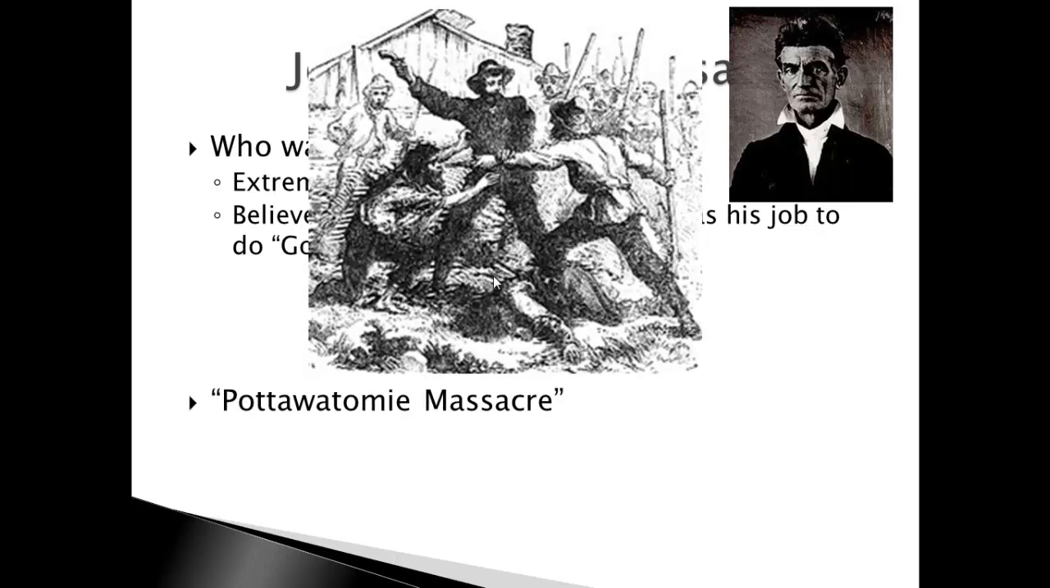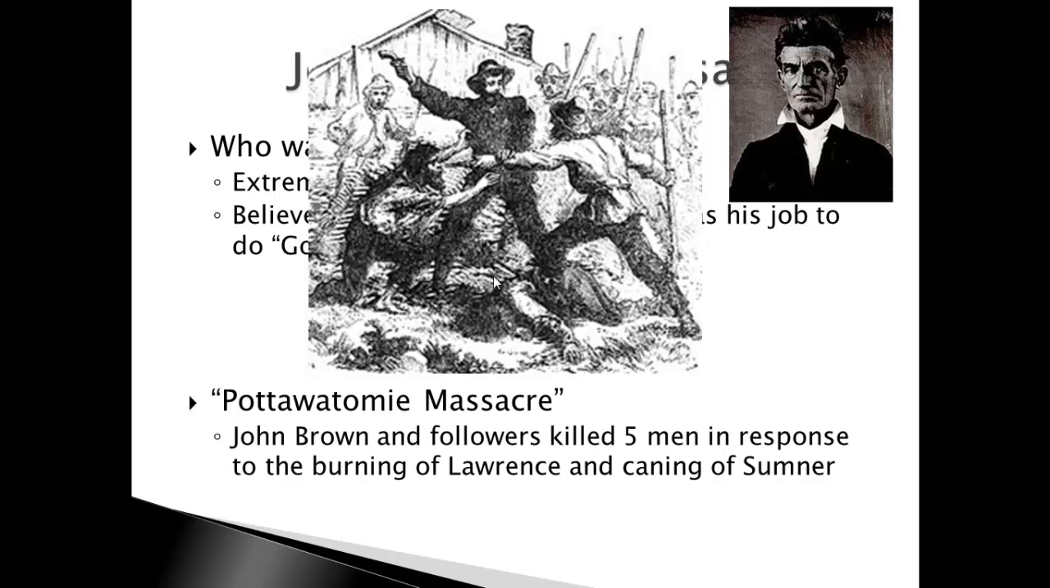So then we have the Pottawatomie Massacre, and he and his followers, mostly his kids, he had like 18 kids or something like that, many of his sons traveled to Kansas with him. They kill 5 pro-slavery individuals. They actually hack them to pieces in response for the burning of Lawrence and the caning of Charles Sumner.